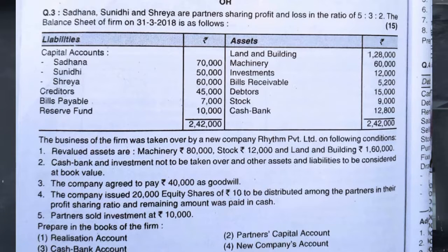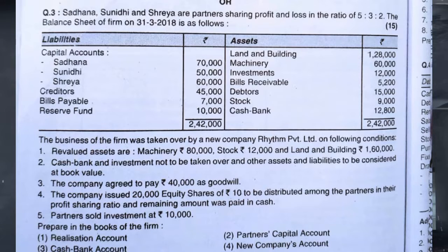Partners sold the investment for rupees 10,000. The investment that was not taken by the new firm, we sold in the market and received rupees 10,000. Prepare realization account, partners' capital accounts, new firm account and cash account. In this case, we also open the equity share account. So first we have to prepare the PC, purchase consideration.